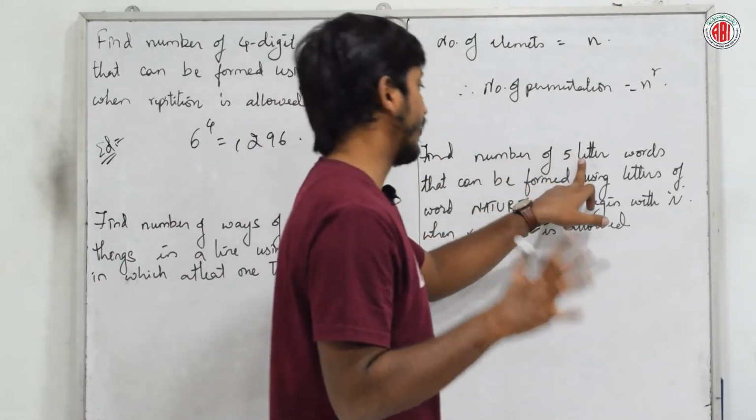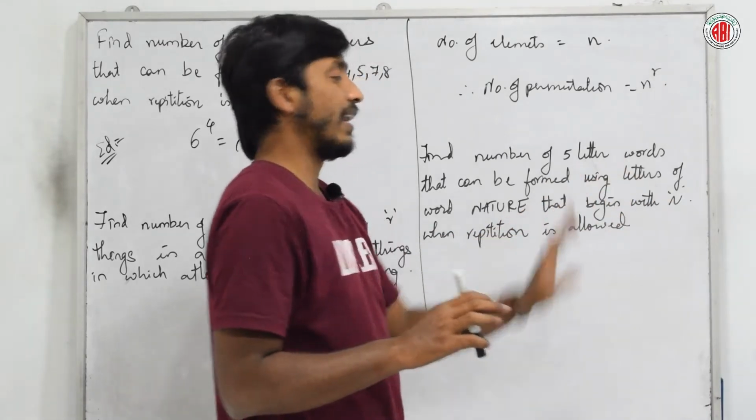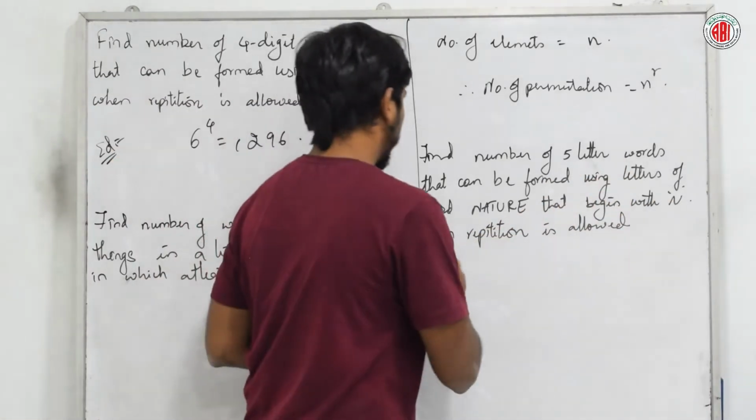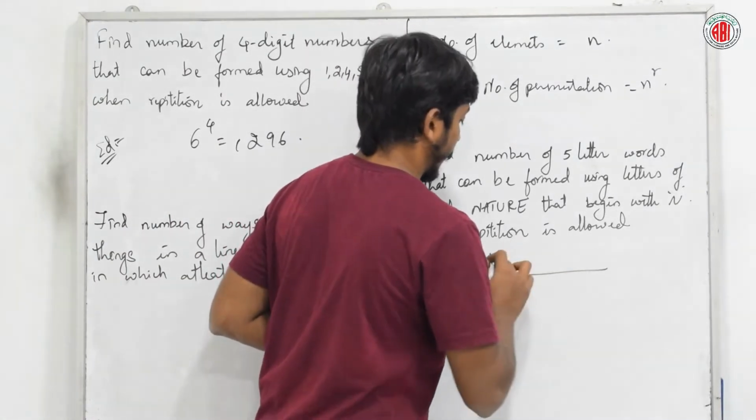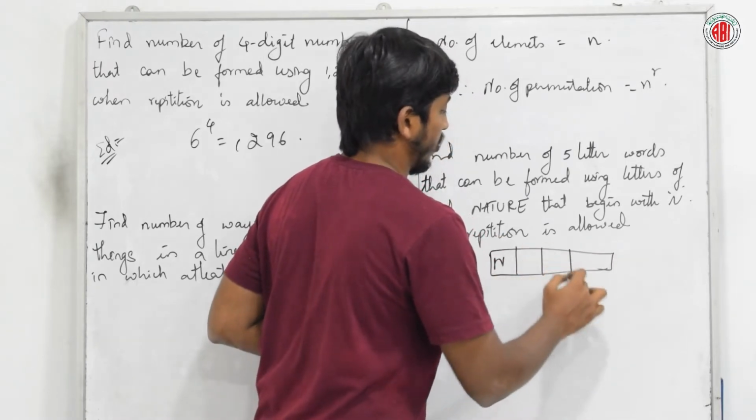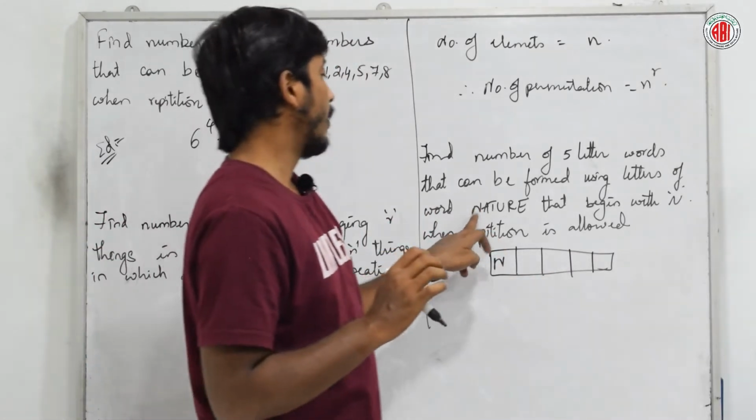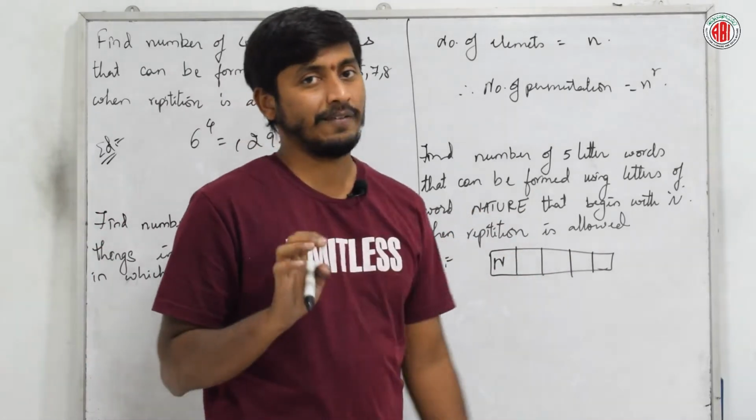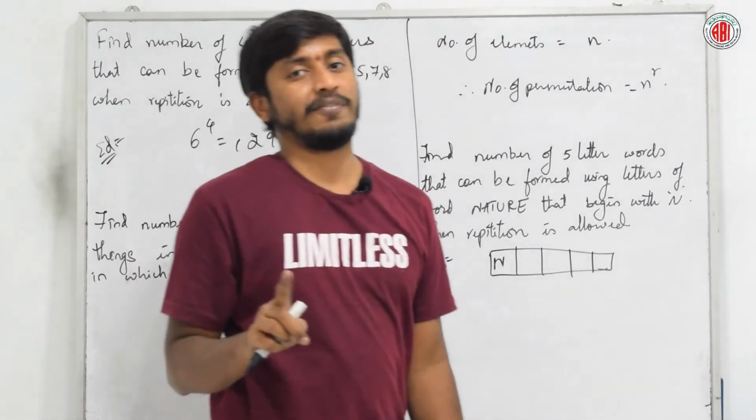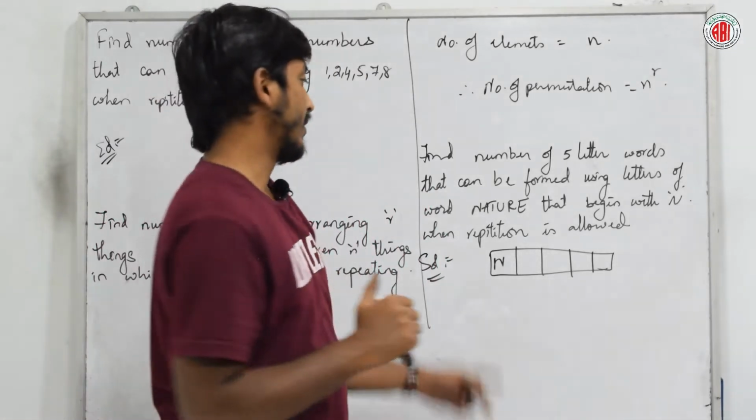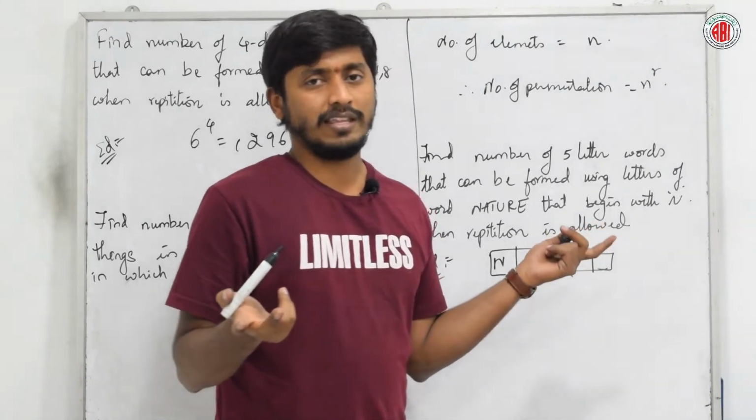Find the number of 5-letter words that can be formed using the letters of the word NATURE that begin with the letter N. See here, he is telling that 5-letter words, N is fixed, right? 1, 2, 3, 4, 5. Still 4 places are left. 4 places are left and 6 alphabets are left. N is already placed, even though the 6 alphabets are left. Why? Because the repetition is allowed. N can also be repeated again. What's wrong in that?